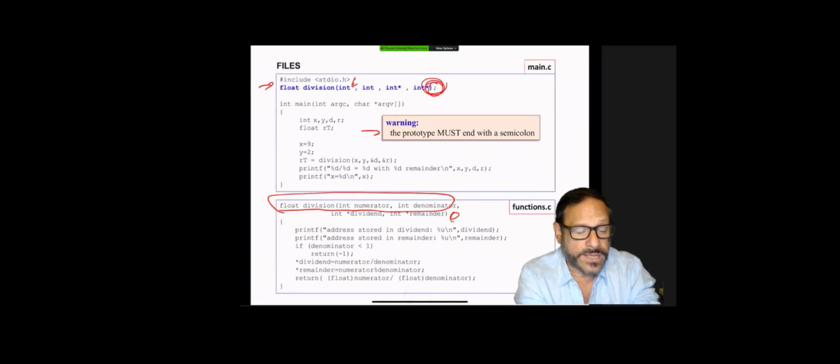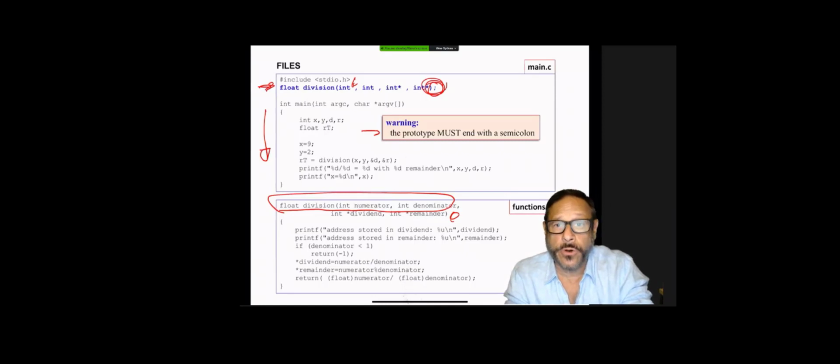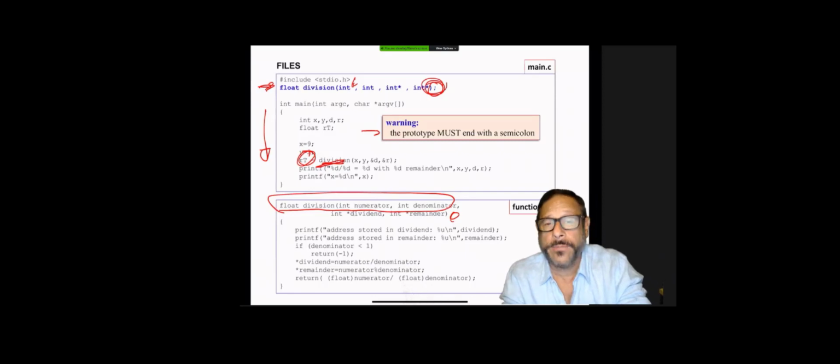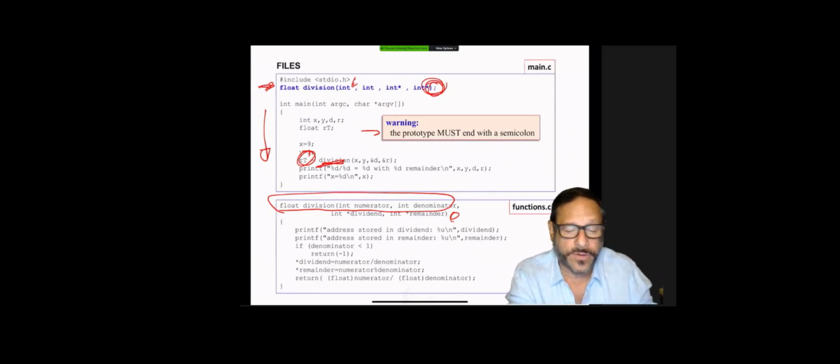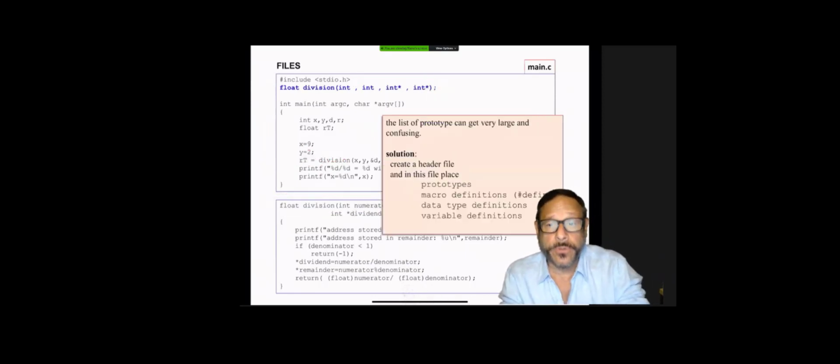Now, because this has been prototyped and shown before it's actually used, the preprocessor knows exactly what the return type of division is going to be. Now everything's all rainbows and unicorns. You're ready to move on. So the list of prototypes can get very large. Imagine as your program gets bigger and bigger and you have to prototype each function before it's used in the main. This can have a number of prototypes in it.